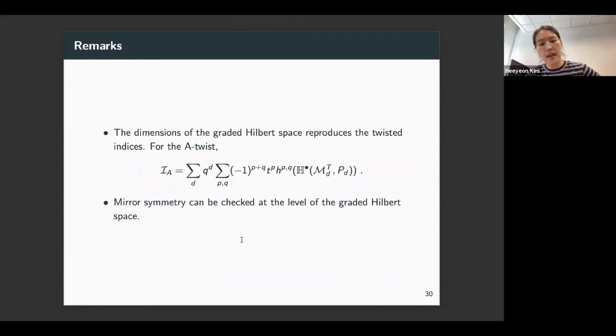And the final remark is that you can, of course, compute the dimension of the graded vector space, and this precisely produces the twisted indices. For example, for the A twist, you can check that this computes the dimension of the graded Hodge structure of the moduli space, the Hilbert space we just described. It is also possible to check the mirror symmetry at the level of the graded Hilbert space, and not just the twisted index, as we discussed in the second part of the talk. This can be done explicitly, for example, for the abelian gauge theories that meet the assumptions of our theories. Okay, that was all I wanted to say. I will stop. Thank you.